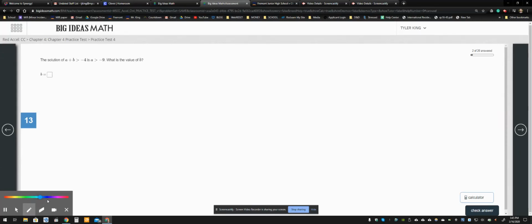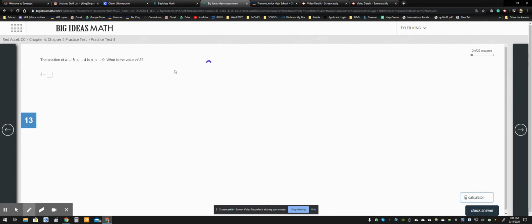Okay, so taking a look at this is one of those more difficult questions to understand what it's really asking. So let's take a look at it piece by piece. The solution of a plus b is greater than -4 is a is greater than -9. What is the value of b? Okay, so it's giving us a starting point and an ending point.